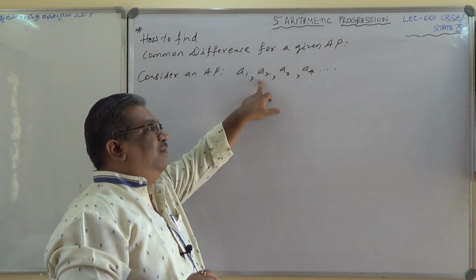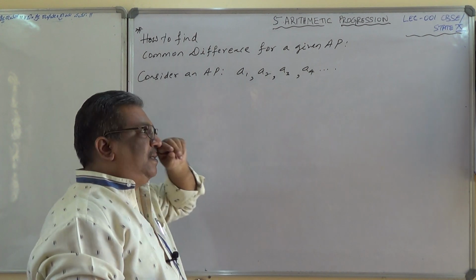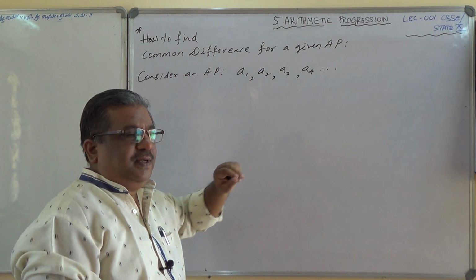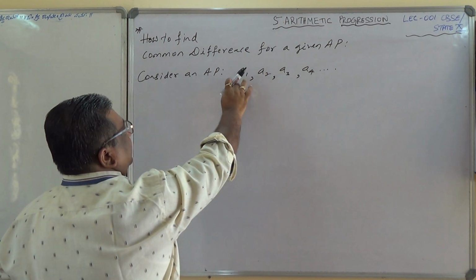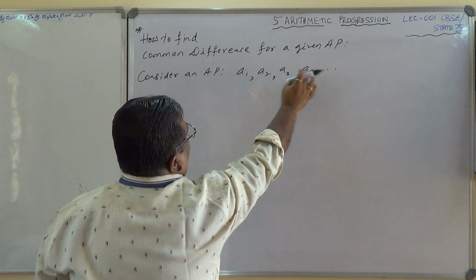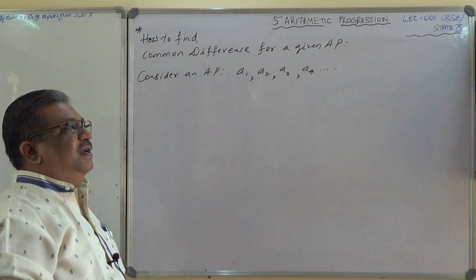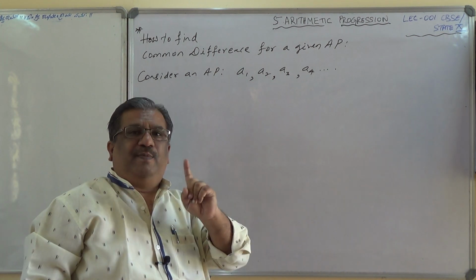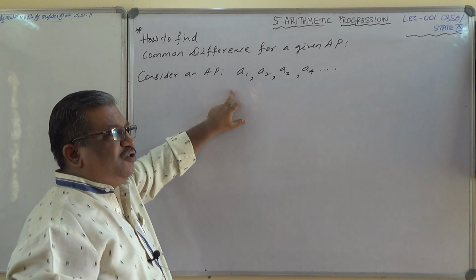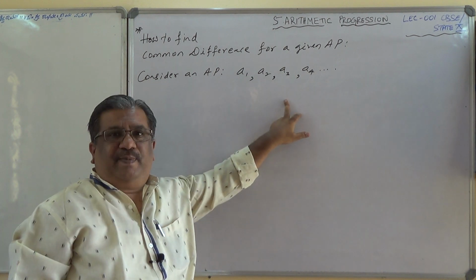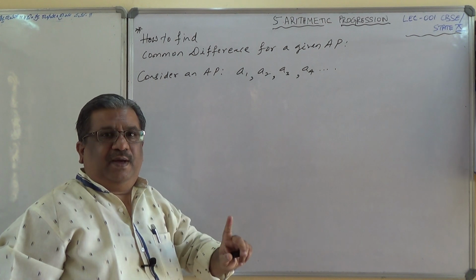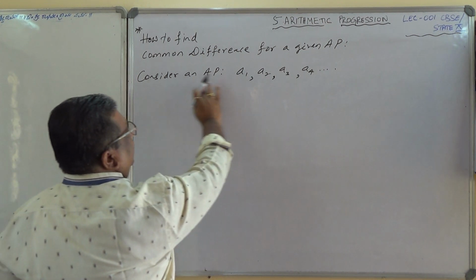subtracting the preceding term from the succeeding term, or I can say it like this: succeeding term minus preceding term gives you the common difference. a2 minus a1, a3 minus a2, a4 minus a3, that gives you the common difference. But make sure that the common difference should be the same. Why should we say that the common difference should be the same? If this list is to be in the form of an AP, an arithmetic progression, then the common difference should be the same here.